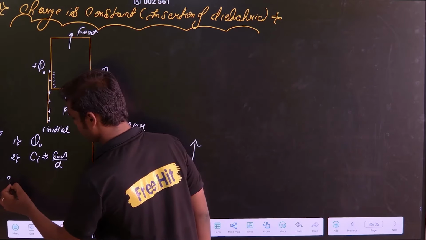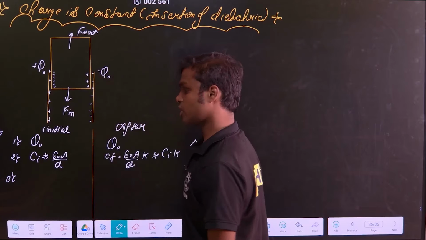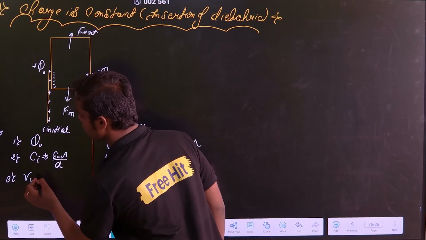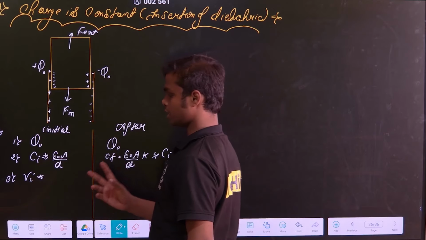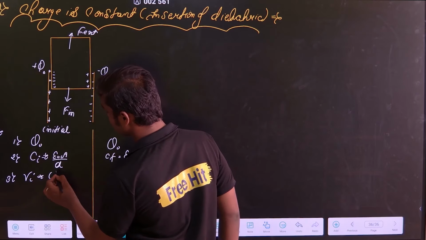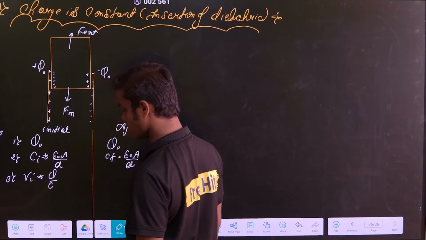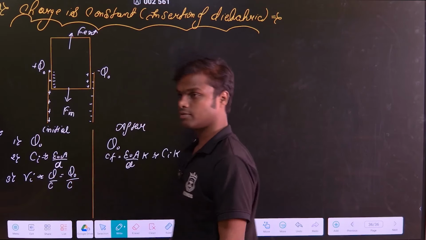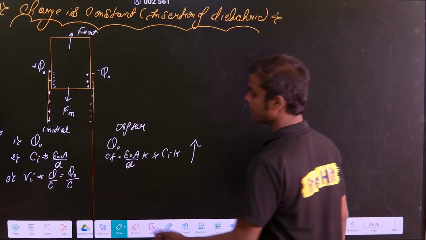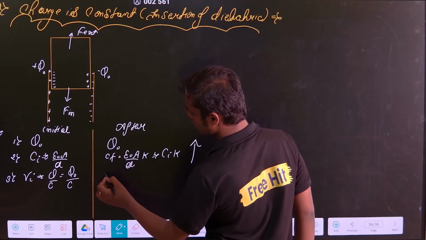Third point, potential. Initial potential is what? Potential is defined as, if you remember, Q by C. You can say this is Q naught by C, correct? Any doubt? Okay, that is the potential there.